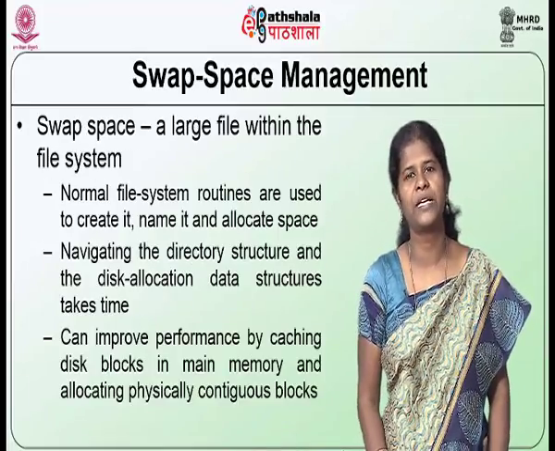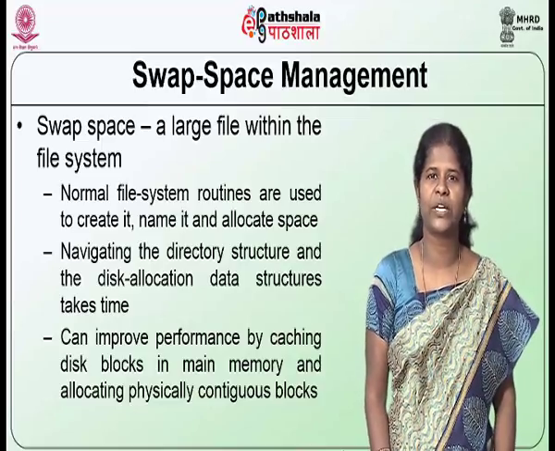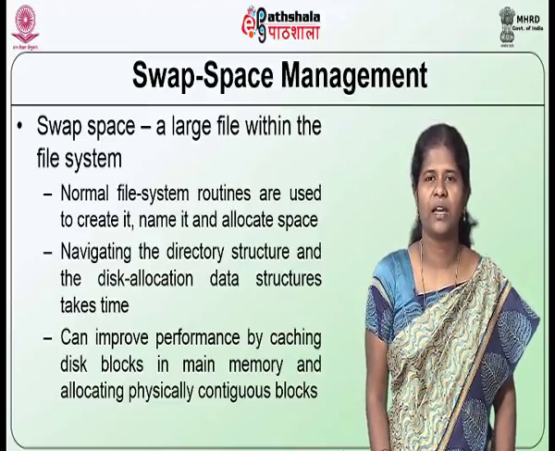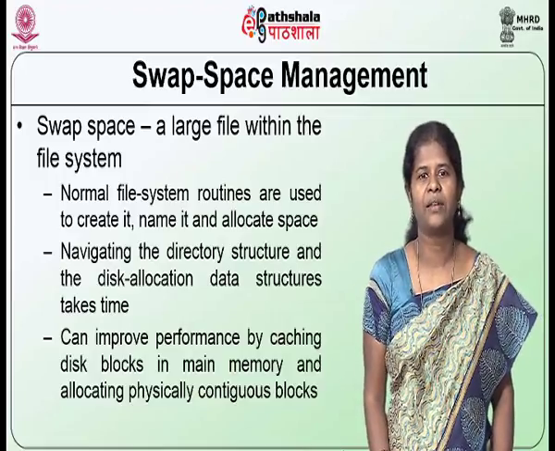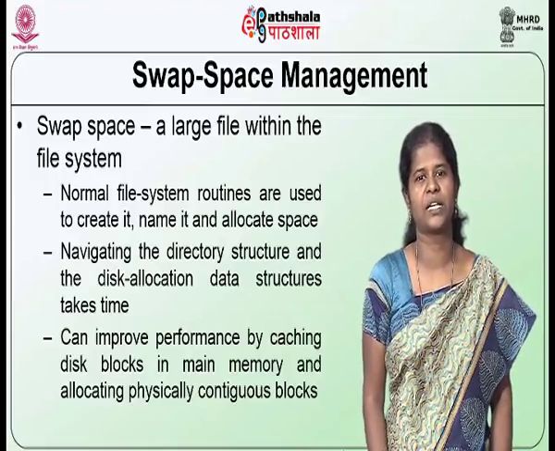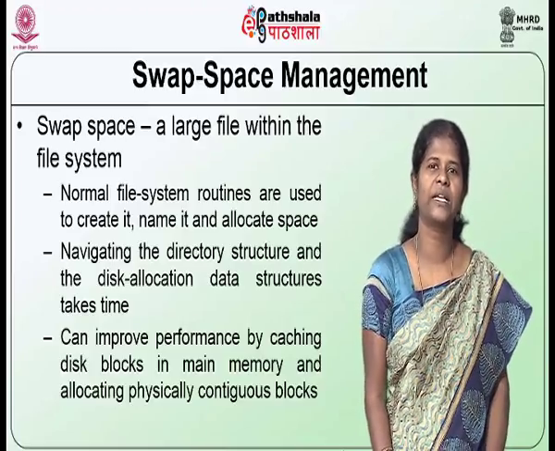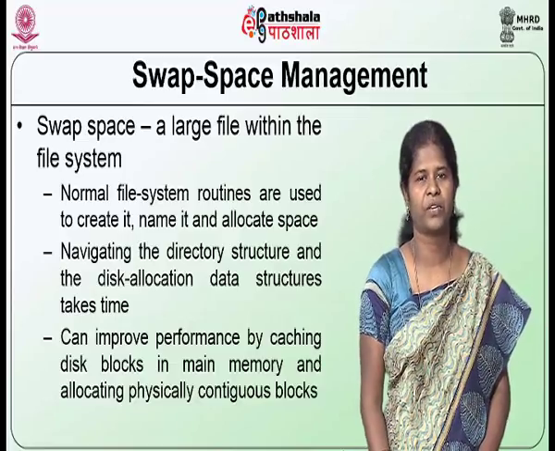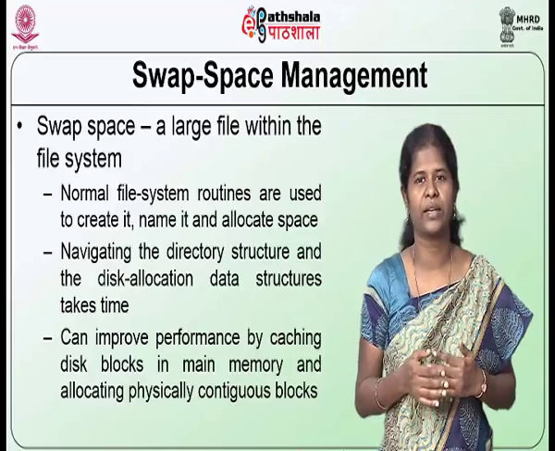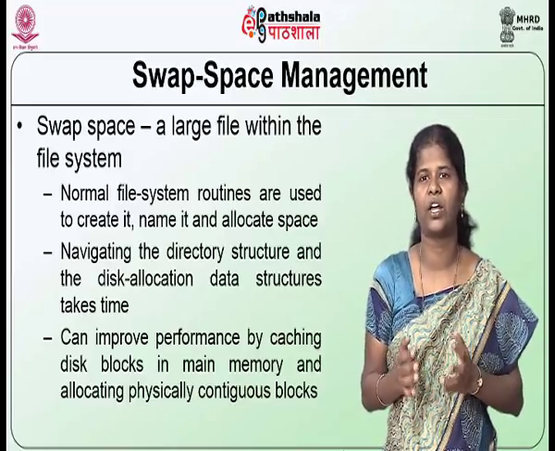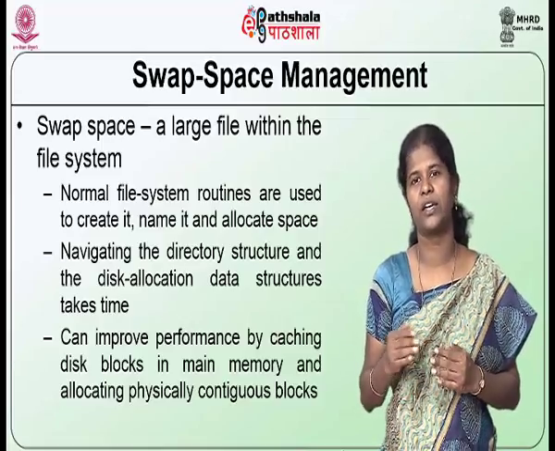Suppose the swap space is a large file within the file system, then the normal file system routines are used to create the data related to the swap space, to name it and allocate the space. You may have to navigate the directory structure, and you may have to go through the disk allocation data structures, and all these can take some amount of time. Because it is a part of the file system, it looks like a regular file. You do not have a specified allocated space for the swap space. It is very similar to how you access a regular file.